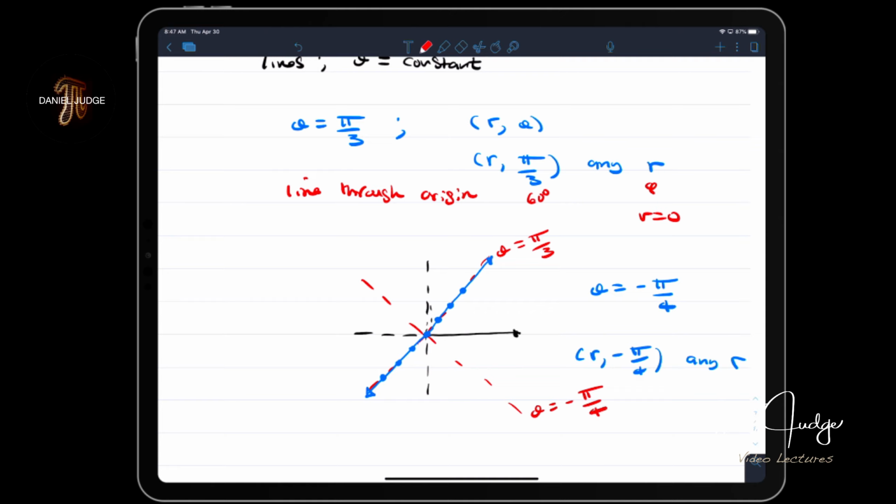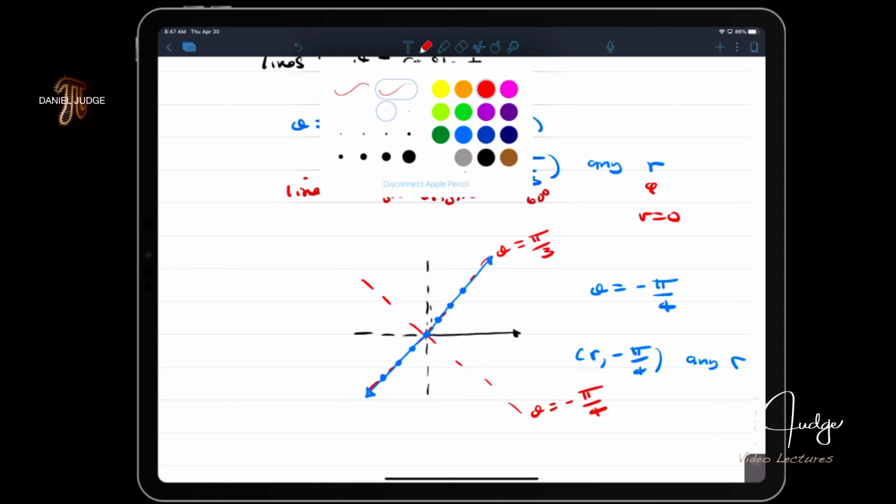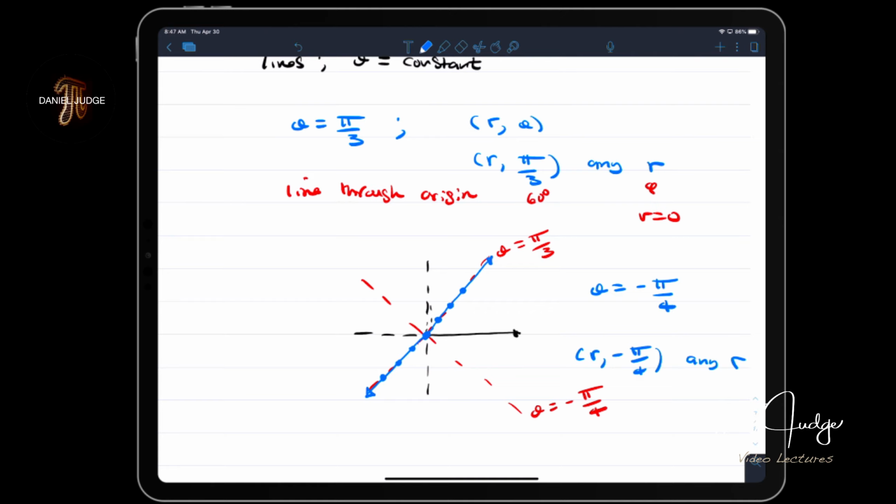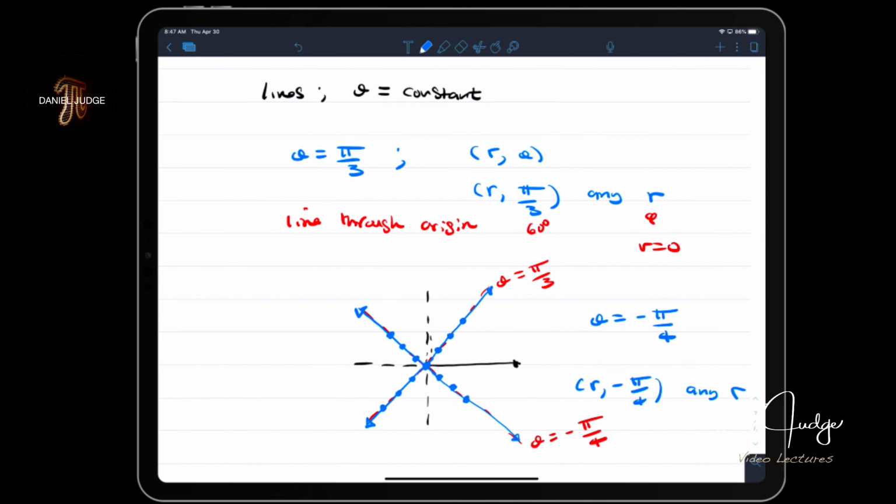And what else is going on here? So you guys know, line is negative pi over 4. Any radius. Radius is 0. Radius is 1. Radius is 2. Radius is 3. Radius is negative 1. Negative 2. Negative 3 across the pole. Any r. So what you guys are seeing here is another line, and it's going through the pole, going through the origin. That's what really happens when theta is actually constant.